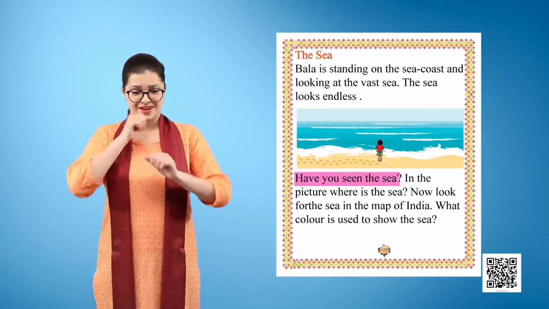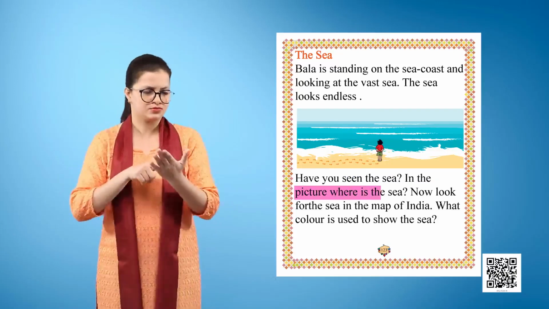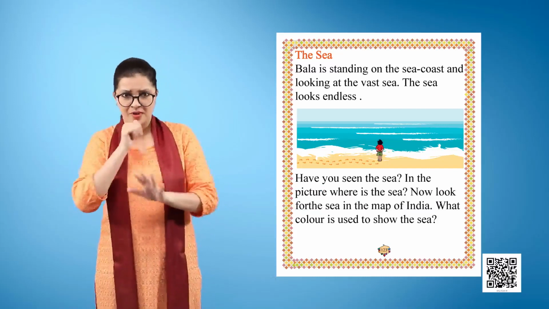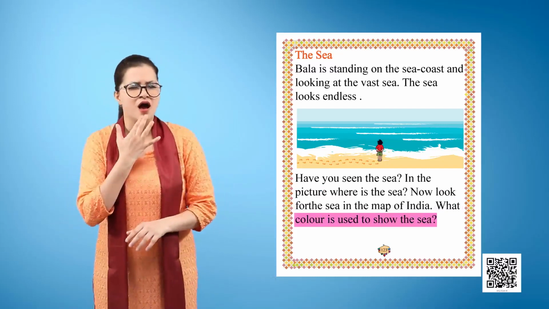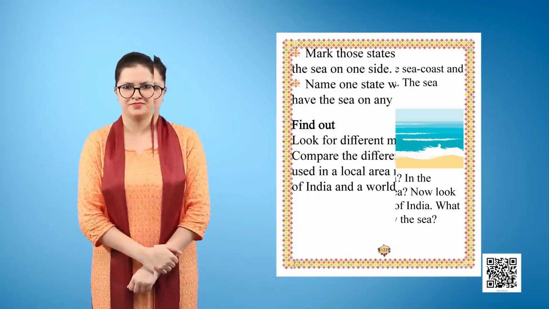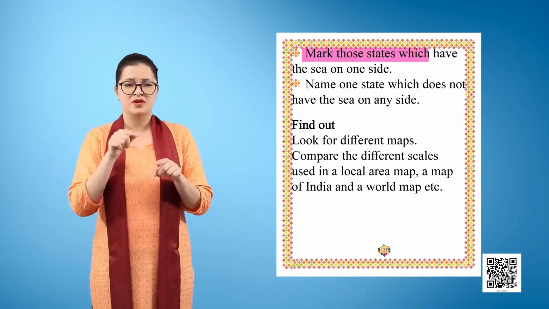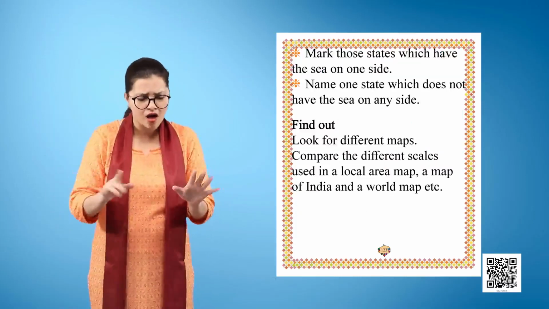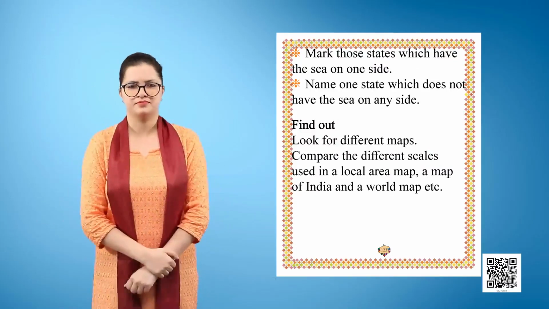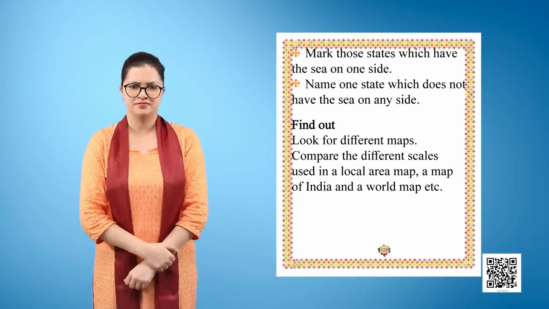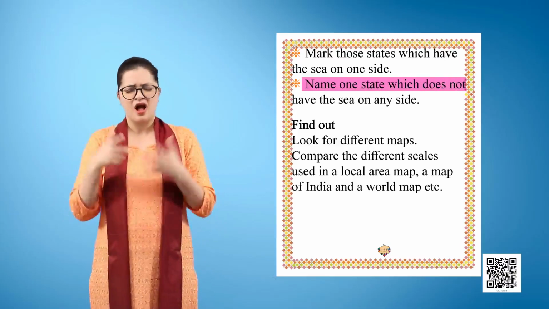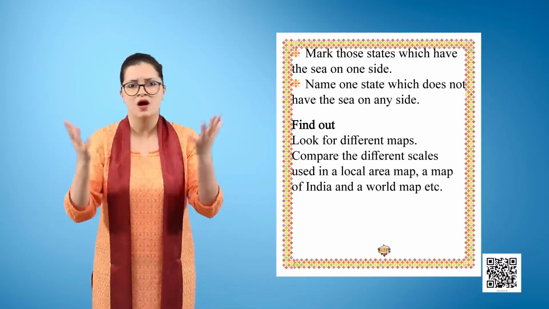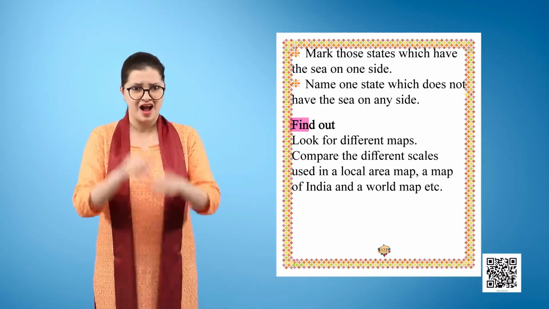Have you seen the sea? In the picture, where is the sea? Now look for the sea in the map of India. What color is used to show the sea? Mark those states which have the sea on one side. Name one state which does not have the sea on any side. Find out.